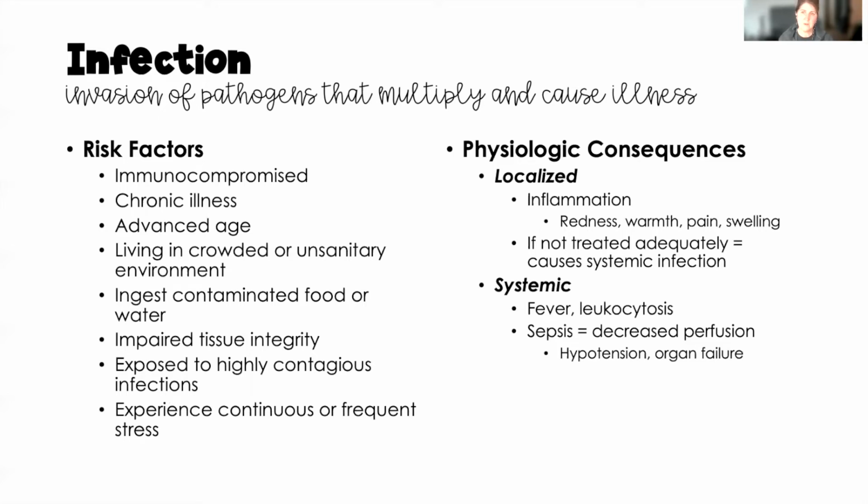Physiologic consequences of an infection. Again, for localized infections, what we are going to see is inflammation. And so those classic signs are going to be redness, warmth, pain, and then of course swelling. Now, if we don't adequately treat a localized infection, so if we miss those signs and symptoms of a localized infection, of course, it can rapidly progress to be a systemic infection. Systemic infections are where we see fever and leukocytosis, which is a high white blood cell count. And of course, that can very quickly lead to sepsis and septic shock, where we will see decreased perfusion or blood flow, leading to hypotension and possibly that organ failure.